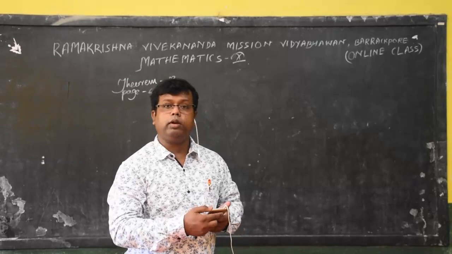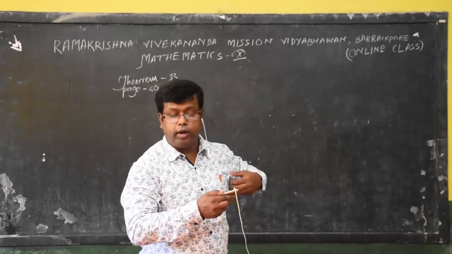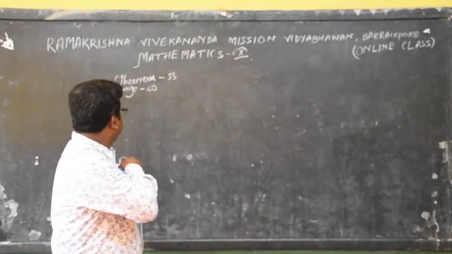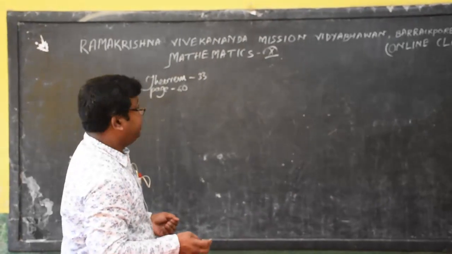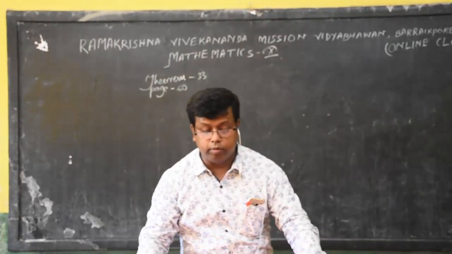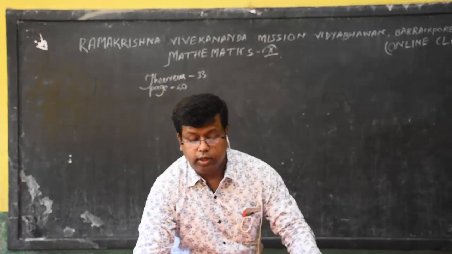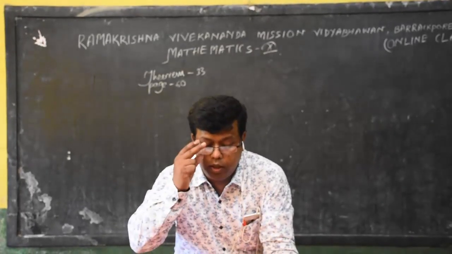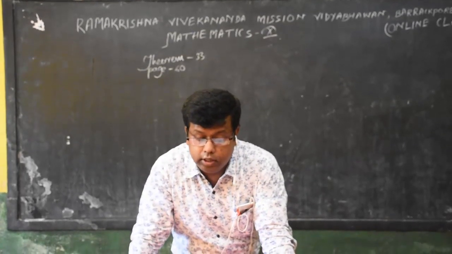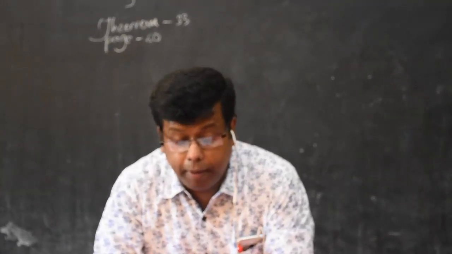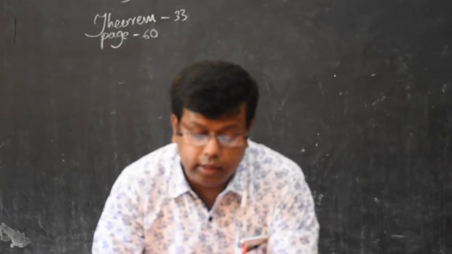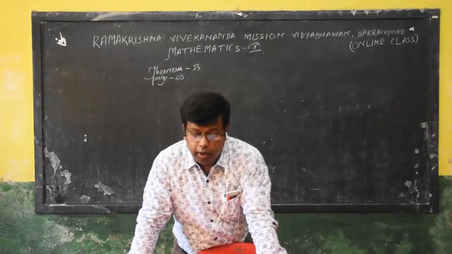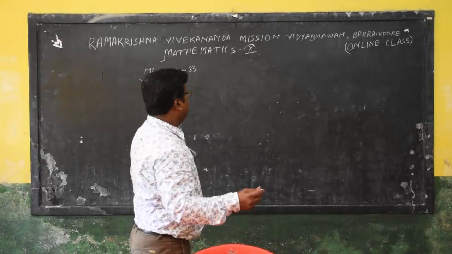Okay. Now we are going to understand theorem number 33. It is on page number 60. In this theorem, I am telling the summary of the theorem. It is given in the question. Let's prove: if any straight line passing through the center of a circle bisects any chord which is not a diameter, then the straight line will be perpendicular to the chord.